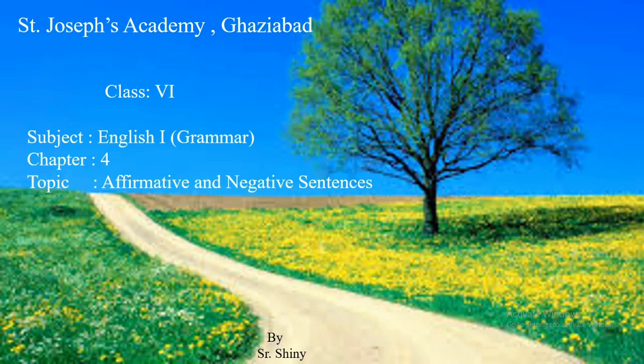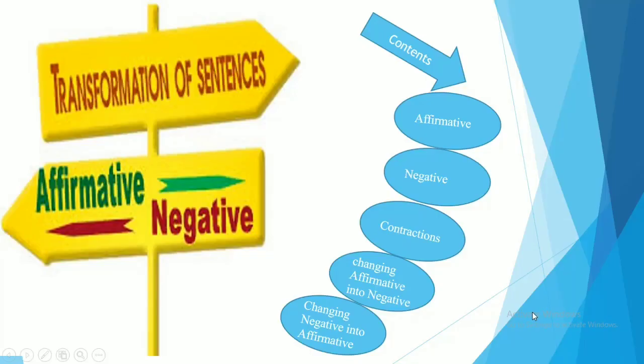Today I take class 6, chapter 4. Topic is affirmative and negative sentences. In this lesson, we will learn the difference between an affirmative and a negative sentence. We will also learn what affirmative and negative sentences are, contractions, changing affirmative into negative, and changing negative into affirmative sentences.